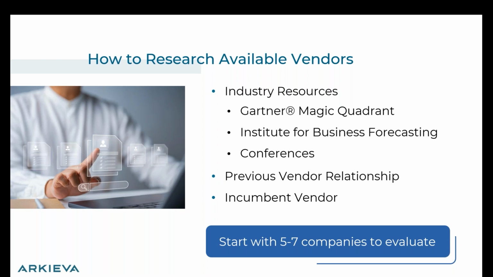Similarly, there are other organizations, IBF or Institute for Business Forecasting. You may go to supply chain planning conferences. So from there, you can make a list. And sometimes because of a previous vendor relationship for one of the executives in the company, you may want to include them because they had a good experience with that vendor in a different job, or in a sister business unit sometimes.